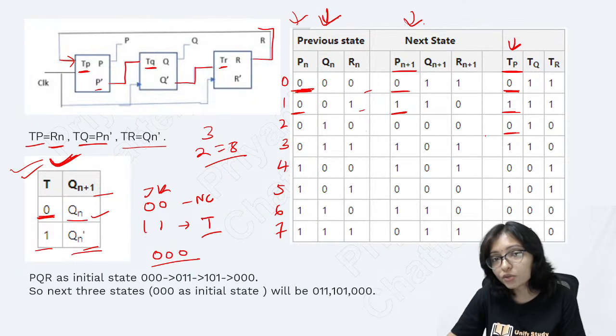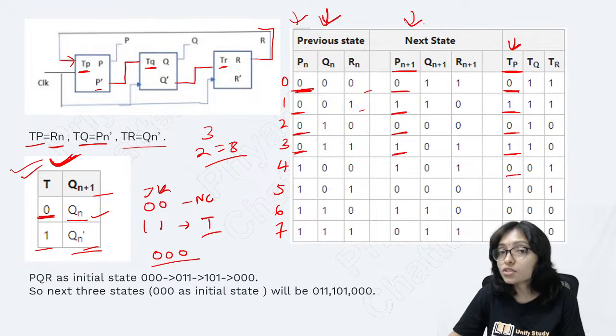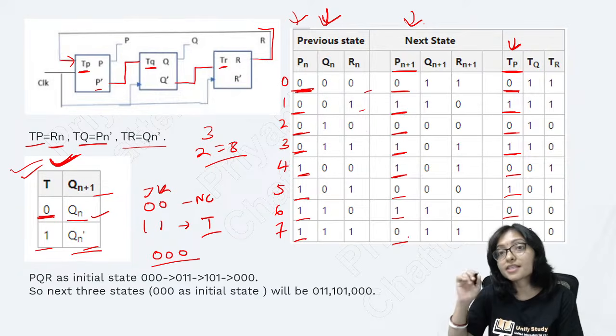T is 0, no change. That's why 0 will be 0. T is 1, that is toggle, so 0 will be changed to 1. 0 means no change, so 1 will be 1 itself. 1 means toggle, so 1 will be 0. 0, no change, 1 will be 1. 1, toggle. This is the simple thing.